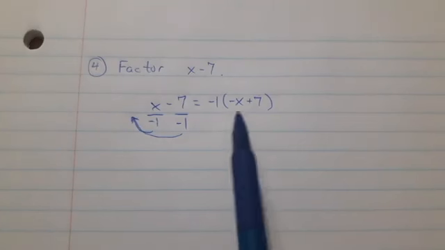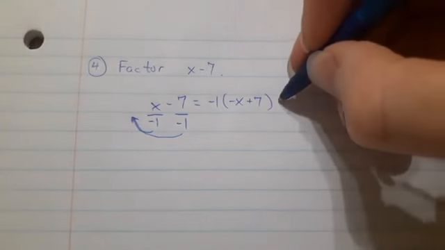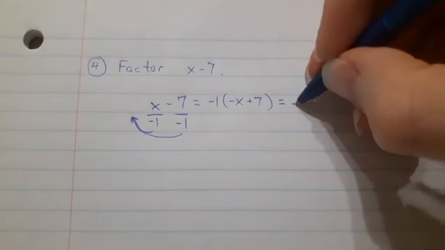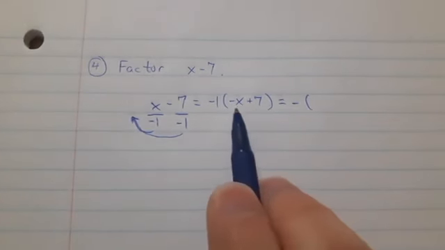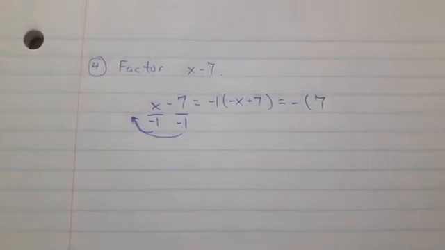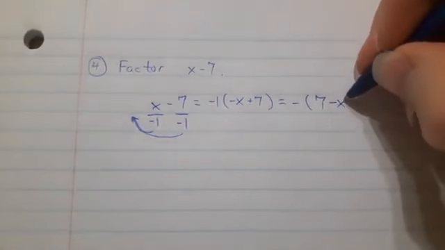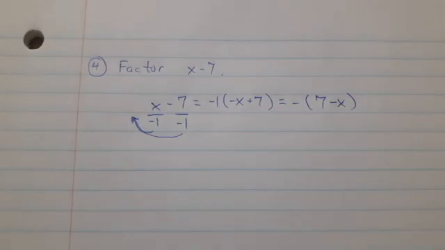This answer looks a little clumsy to me, so I'm going to rewrite it. I'm going to rewrite this as just negative times, because we don't really need that 1 there, and then I'm going to change this order. I'm going to put the +7 first and the -x second. I think that looks a little bit nicer.